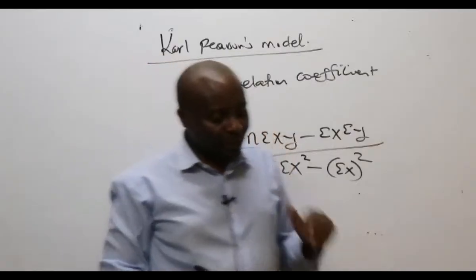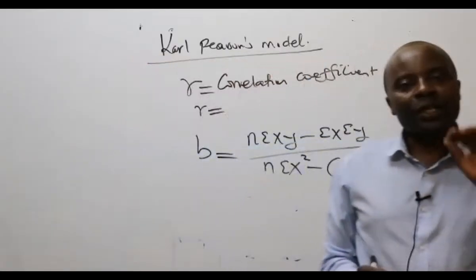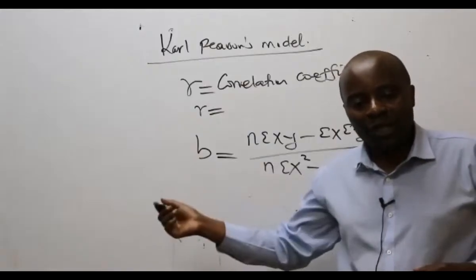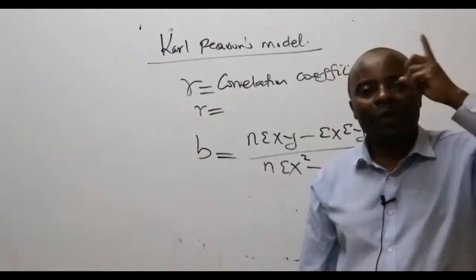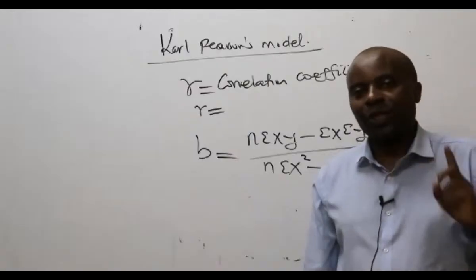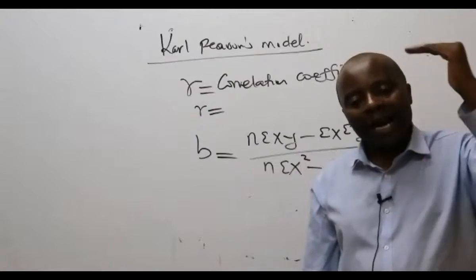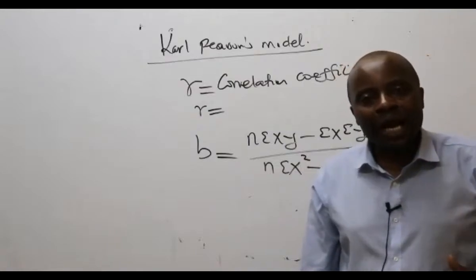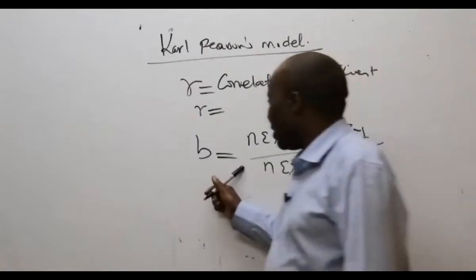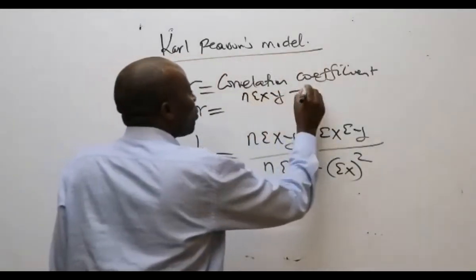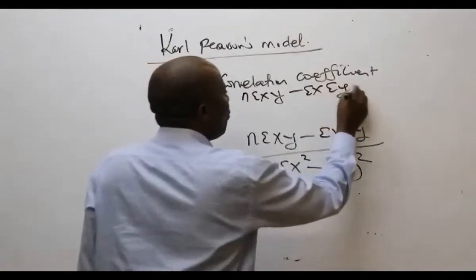Ladies and gentlemen, let me repeat this. I may forget about many things, about these formulas, but one thing that will never, ever escape my memory is that the numerator of R is the same as the numerator of B. So the numerators are the same. So we have here n summations of xy minus summation of x, summation of y, all over.